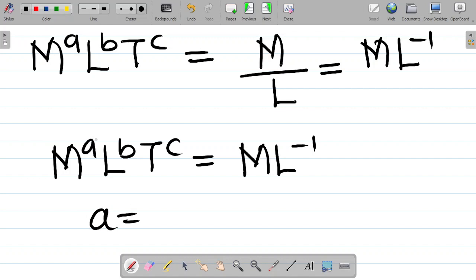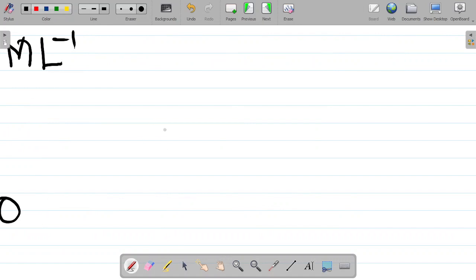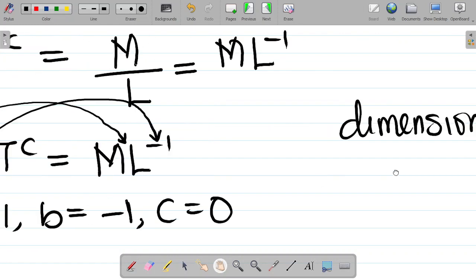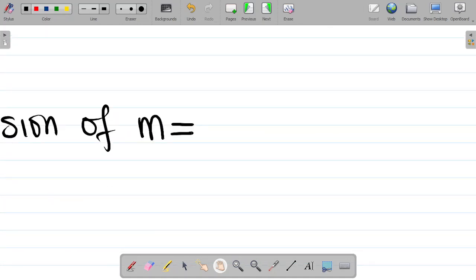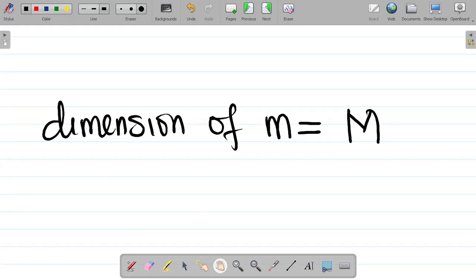A is equal to the power attached to m here, which you can see is 1. So a is 1. B is equal to the power attached to L here, which you can see is what there? Minus 1. And then C is equal to the power attached to T. Observe that there's no T on the right hand side, so it becomes what there? 0. So hence we can say that the dimension of M is equal to, you have capital M to the power A. What's the value of A? Check. A is 1, so M to the power 1.